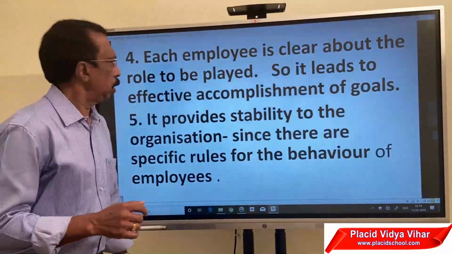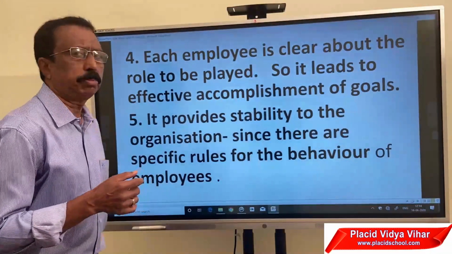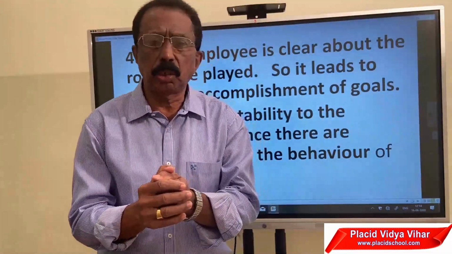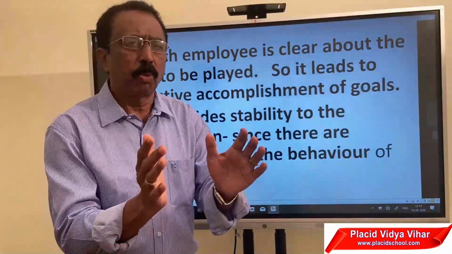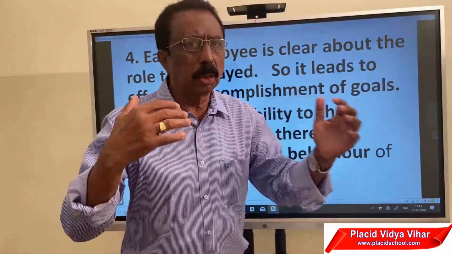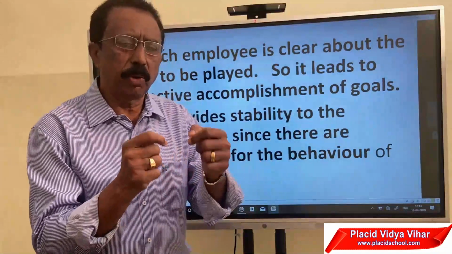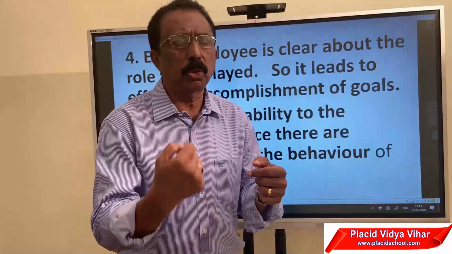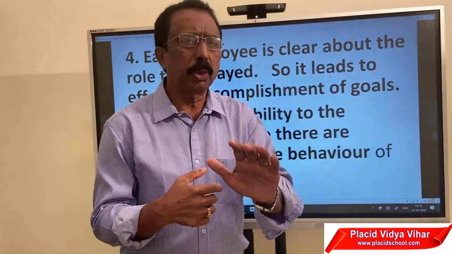Then each employee is clear about the role to be played. So it leads to effective accomplishment of goals. As I told you, in the case of formal organization, each employee is told what is the role to be played, what is the area that he can go along. I usually tell you the example. When I am teaching class 11, your class, I don't have to worry about what is going on in G2 or F2. There are teachers there. I don't have to interfere with that activity.